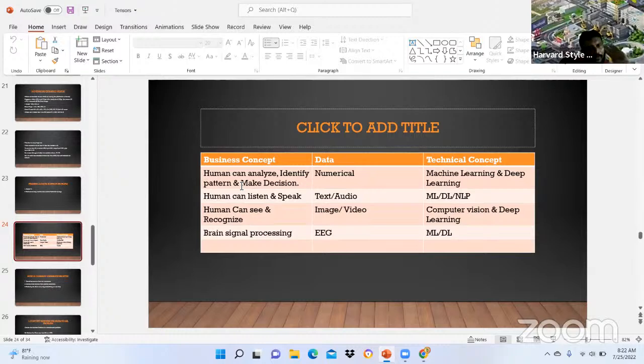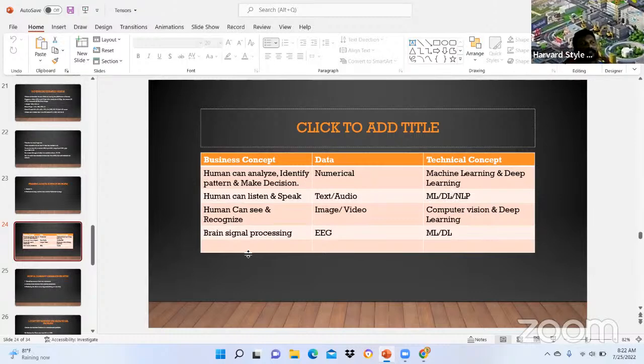Now, if you want to do analysis, a human can analyze something, identify some patterns, and make decisions. If you want to do the same thing automatically with machine learning, that means the human analysis, identifying patterns, and making decisions. The main data available for that domain is numerical data, and the technical aspect is you can go with machine learning and deep learning.